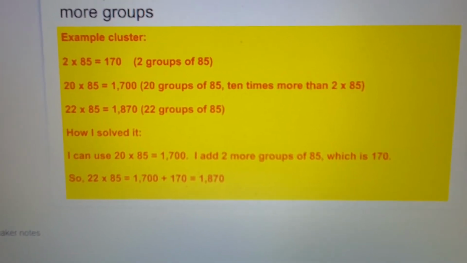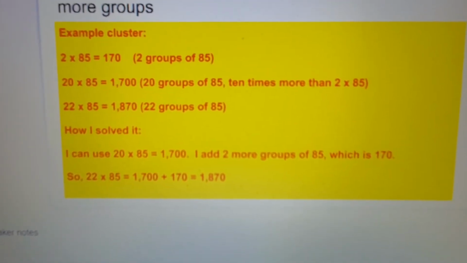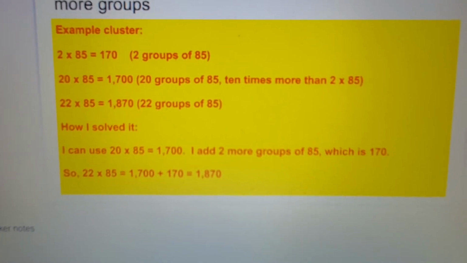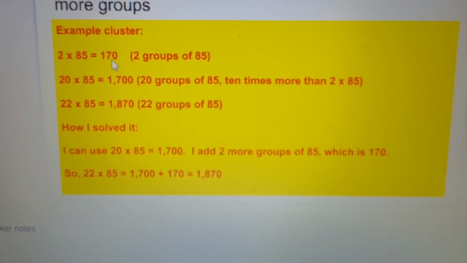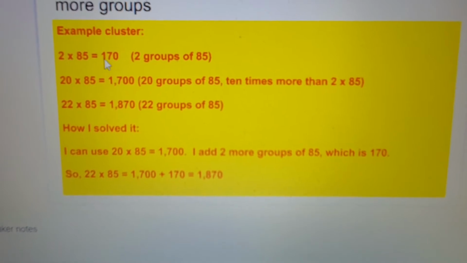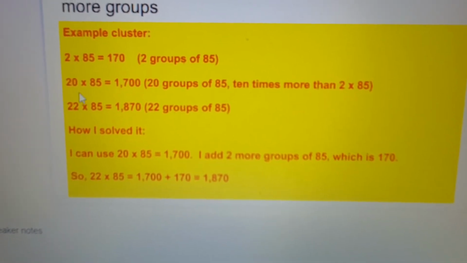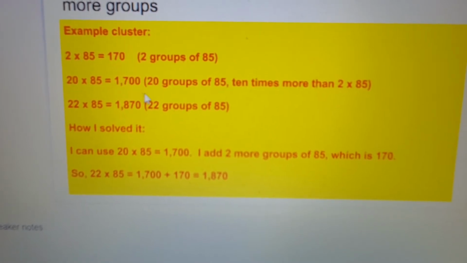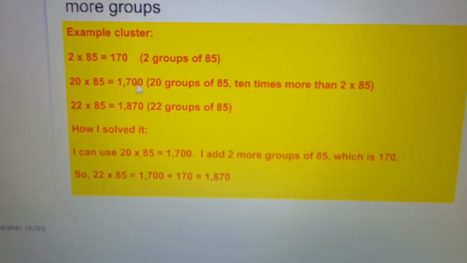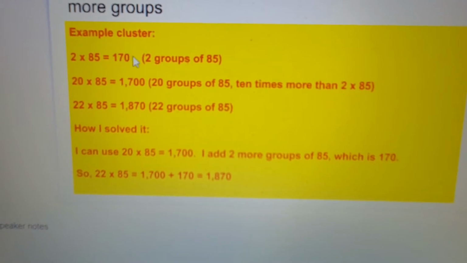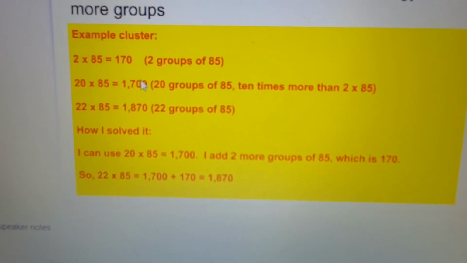And for math class today, we're going to do some other examples, so you're going to have notes from math class as well. All right, so the example cluster, I have 2 times 85, which is 170, because I know 85 and 85 make 170. That's 2 groups of 85. 20 times 85 would be 10 times more, so that would be 1700. Some of you would say, oh, you just add the 0 to the end, but you're really multiplying by 10.